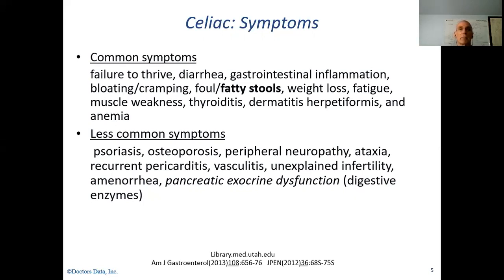Weight loss, fatigue, muscle weakness, thyroiditis, dermatitis herpetiformis, and anemia. Now, less common are psoriasis, osteoporosis, peripheral neuropathy, ataxia, recurrent pericarditis, vasculitis, unexplained infertility, amenorrhea, and pancreatic exocrine function, that is, insufficient digestive enzymes. So not only pancreatic endocrine, but pancreatic exocrine dysfunction. So a pretty serious plethora of symptoms can be expressed in these patients.